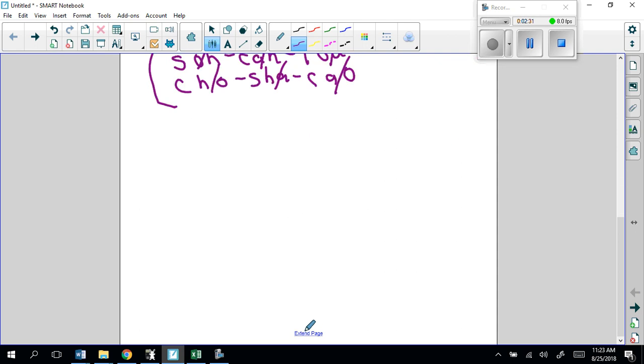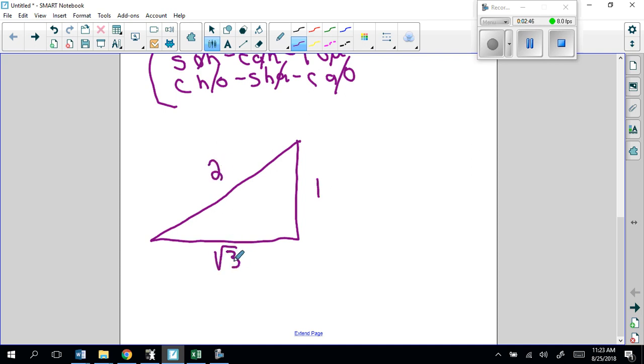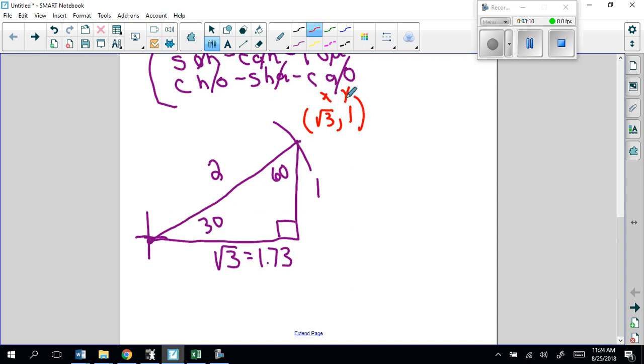Now, what we're going to do, we're going to work on our 30s and 60s and 45s today and all multiples thereof. So we can start with the triangle that we know, 1, 2, the square root of 3. By the way, the square root of 3 is like 1.73. This is the 30, 60, 90 that we all might remember from geometry. Now it does have an x, it's the square root of 3. It does have a y, 1. Clearly you have a radius and clearly you have an angle.